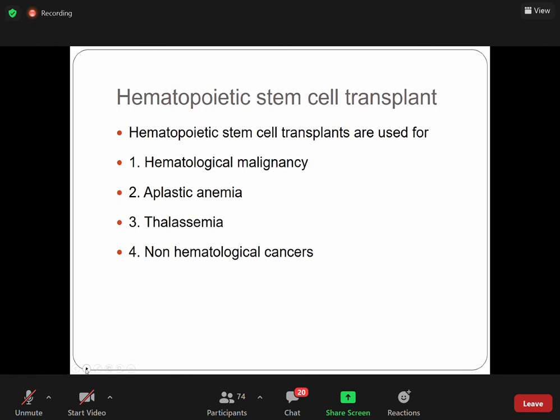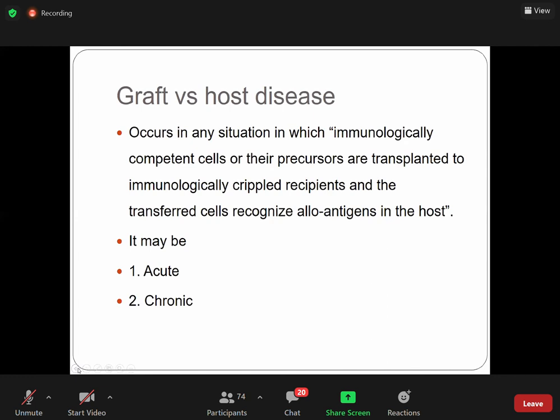What is graft versus host disease? Most patients experience graft versus host disease; some have mild lesions, some have severe manifestations. What is graft versus host disease? It is a special case in which immunocompetent tissue is transplanted into an immunocompromised host. Understand? Immunocompetent tissue is transplanted into the immunocompromised.